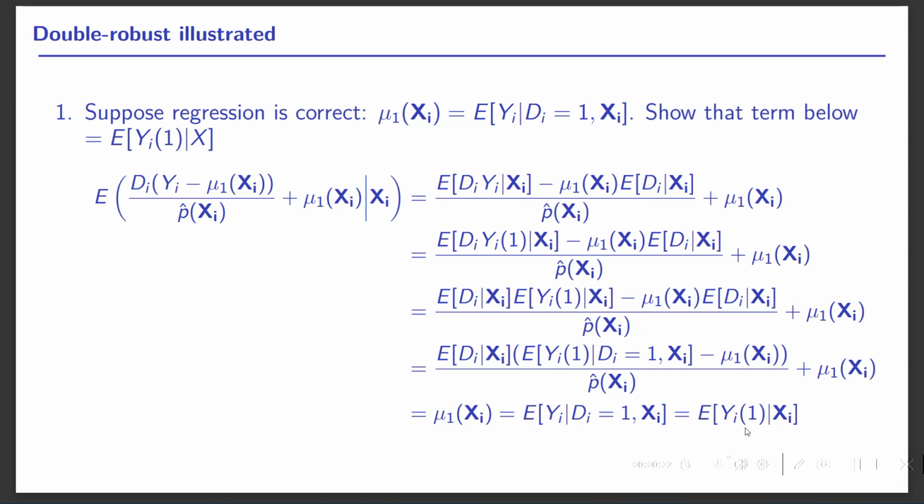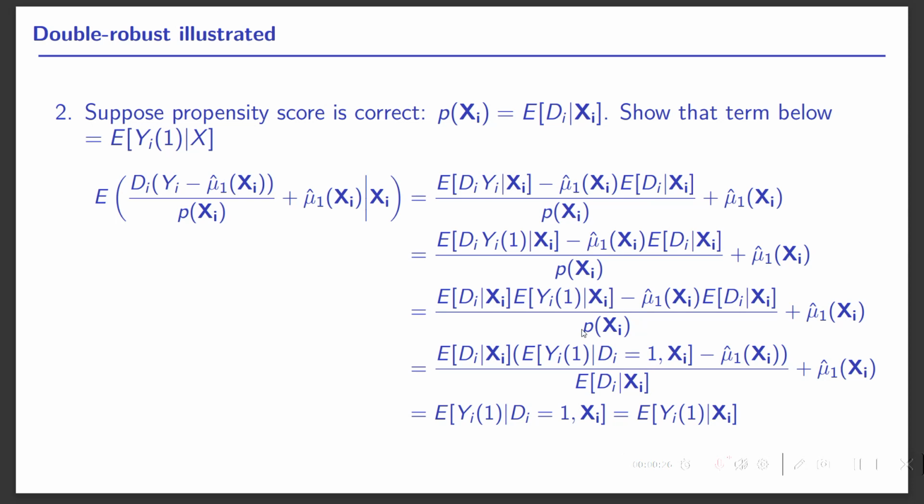Okay, now for the second case, we instead assume that the propensity score is correct, such that our estimate of the propensity score p hat of xi is p of xi, equal to the conditional expectation of treatment conditional on xi. Again, we want to show that the term below, this one, is equal to the expected value of yi1 conditional on x. I'll go a little bit quicker because it's mostly the same steps as we've done before. Again, we start with this conditional expectation and pull everything out that's conditional on xi. Again, we end up with this term then. Switching equation means we can rewrite this as this. This is exactly what we've done before.